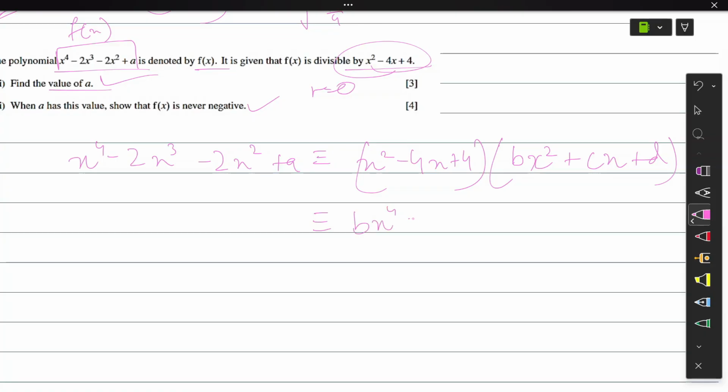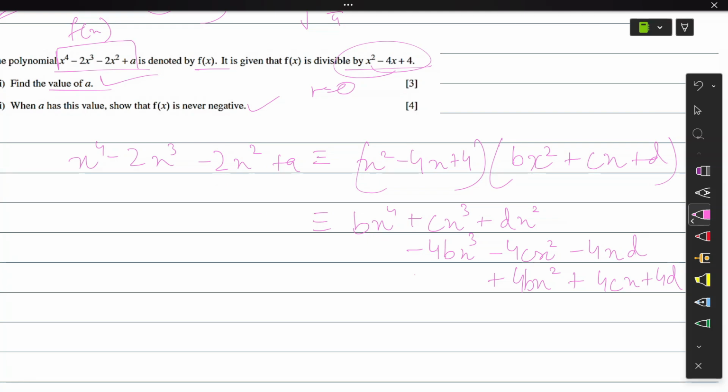Now let's simplify this general form, and we get what? bx to the 4 plus cx cube plus dx square. Then we have minus 4bx cube minus 4cx square and minus 4dx. Then we have plus 4bx square. Then we have plus 4cx and we have plus 4d. So that's the general form of this polynomial. So if all these are added together after the values we put in, this polynomial will be born.